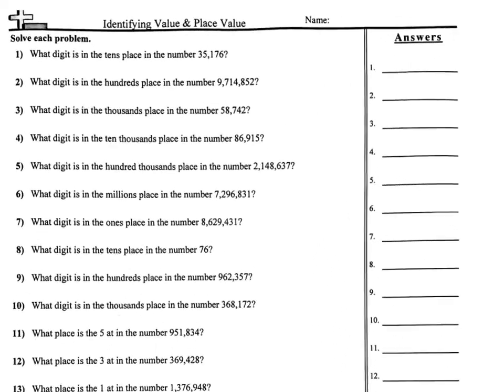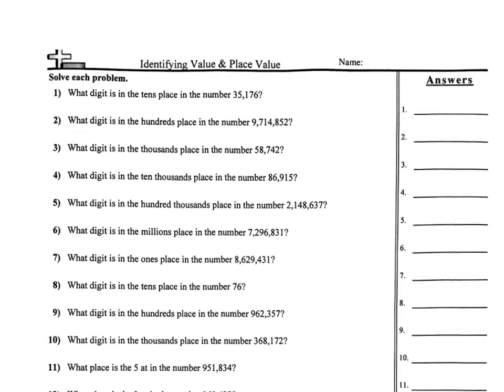Number one says, what digit is in the tens place in the number 35,176? So you have to identify what the number is in that place value. I need to go to the tens place and look at it. I know that the tens place is two numbers to the left of the end of my number, or wherever that decimal point would be.